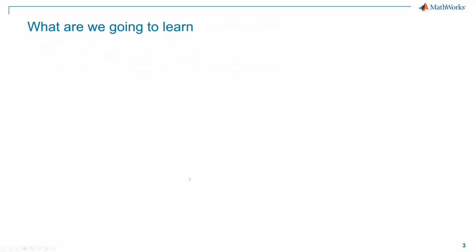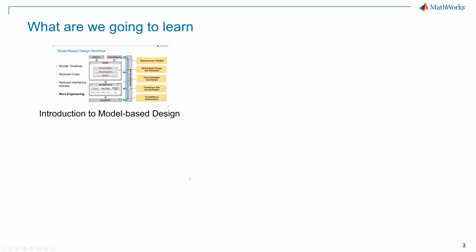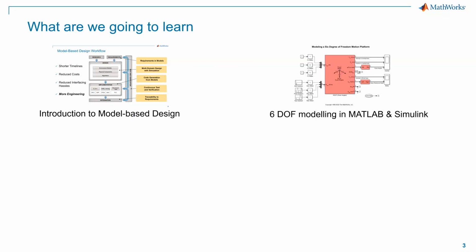So today we are going to learn about model-based design. We'll be discussing what it is, why it is important and how it helps us. Moving forward, we will be discussing 6 degree of freedom modeling, and we'll be having technical demos where we'll be doing an aircraft simulation. Here we would be having a fixed wing aircraft, and we'll be doing its simulation in MATLAB and Simulink.